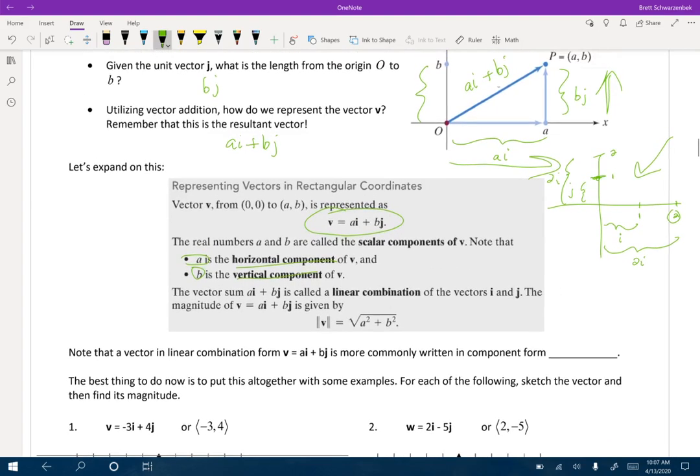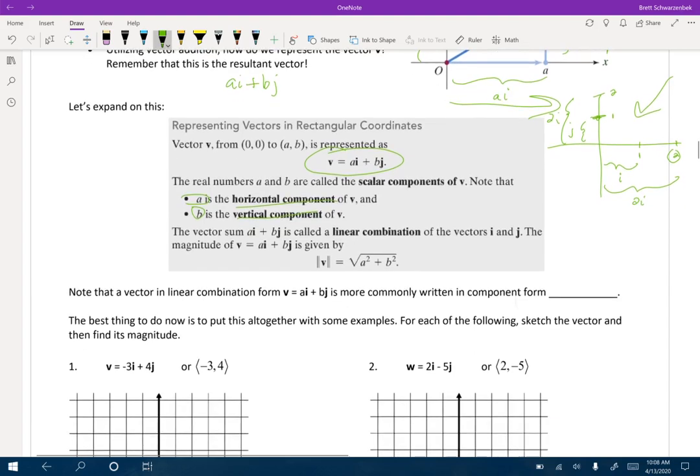We also call the sum ai plus b times j a linear combination. Why do I tell you that? Because in the homework and in the labs and in exams, if they say find the linear combination of the vectors, you need to know what that means. It is a technical term, but it simply means state it in ai plus b times j form. That is the key in terms of what linear combination means. Obviously, we will get into examples in a second that will help distinguish this.